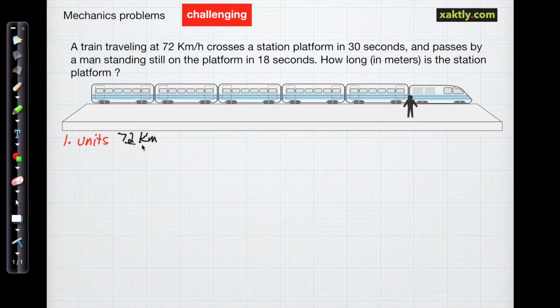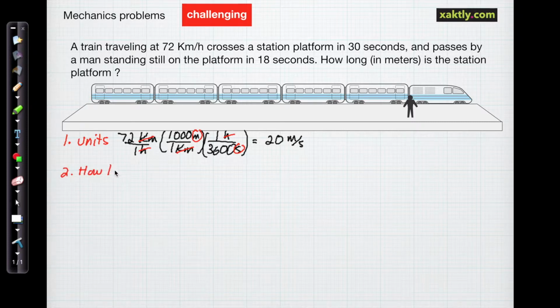The first one, let's just get rid of those kilometers per hour units and change those to meters per second. We'll ultimately want the length of the platform in meters, so it's best to go there. 1,000 meters for every kilometer. 1 hour is 3,600 seconds. Cancel these units. Hours cancels hours. And we end up with units of meters per second. And so that means all we have to do is carry out this arithmetic to get 20 meters per second.